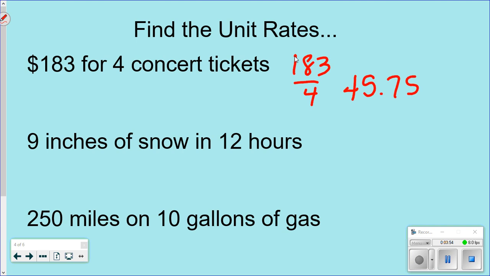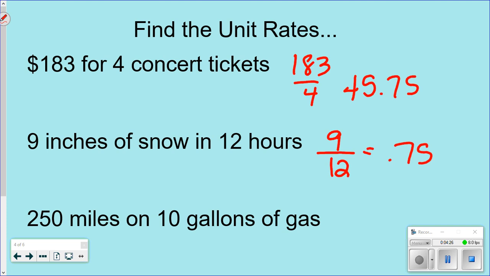This is 9 inches of snow in 12 hours. I want to know how many inches fell in 1 hour. Even though 9 is smaller than 12, people would say I have to put 12 on top because it's the bigger number. That's not always true. You're going to divide the inches by 12 hours because you want to find how much 1 is. 9 divided by 12, you could leave it in fraction format, but if you don't, that means 75 hundredths or 3/4 of an inch of snow fell in 1 hour.